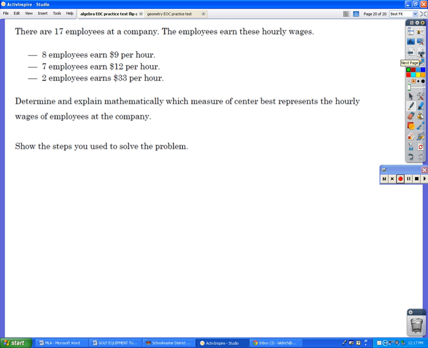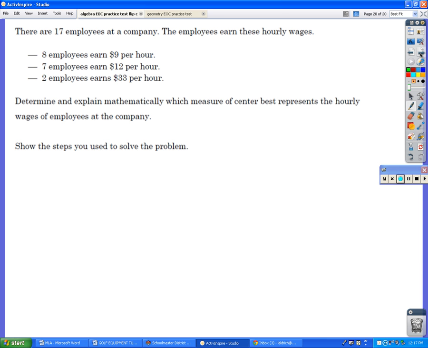All right, last one. There are 17 employees at a company. The employees earn these hourly wages. 8 employees earn $9 per hour. 7 employees earn $12 per hour. And 2 employees earn $33 per hour.